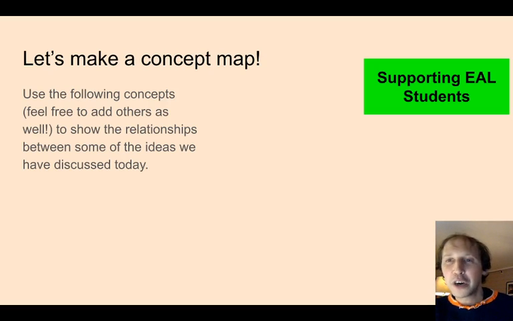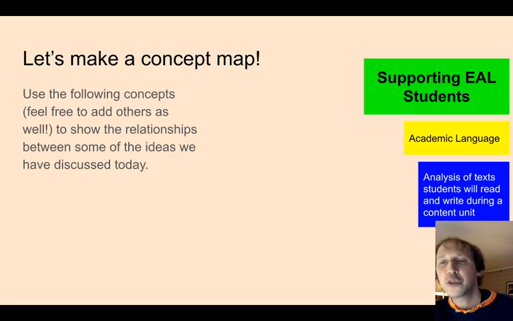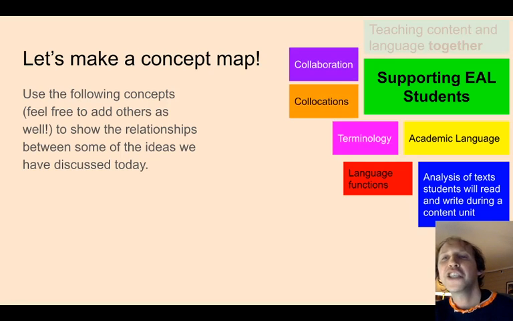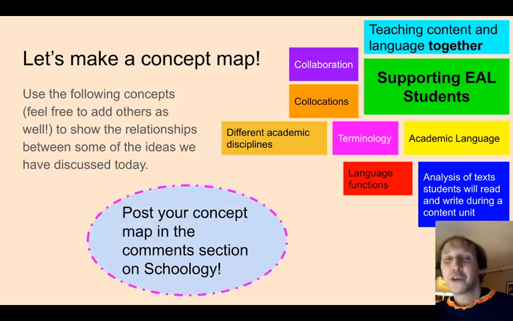So here are your concepts to work with. Academic language, analysis of texts students will read and write during a content unit, language functions, terminology, collocations, collaboration, teaching content and language together, and different academic disciplines. I would love to see you arrange these in a concept map that is meaningful to you, and if you're feeling bold, post your concept map in the comment section on Schoology. I would love to see what you come up with.